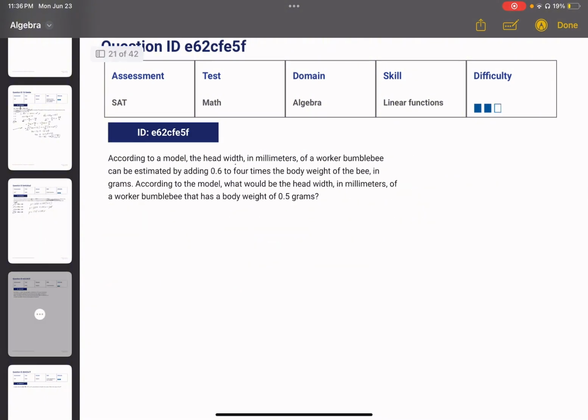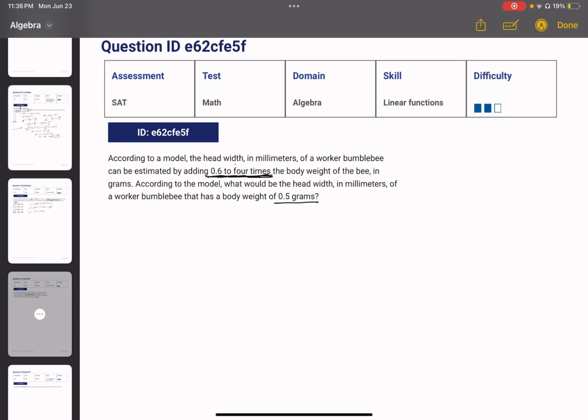Looking at the next one: according to a model, the head width in millimeters of a worker bumblebee can be estimated by adding 0.6 to 4 times the body weight of the bee in grams. According to the model, what would be the head width in millimeters of a worker bumblebee that has a body weight of 0.5 grams? Okay, what a weird question. I think they're running out of ideas here for these questions.